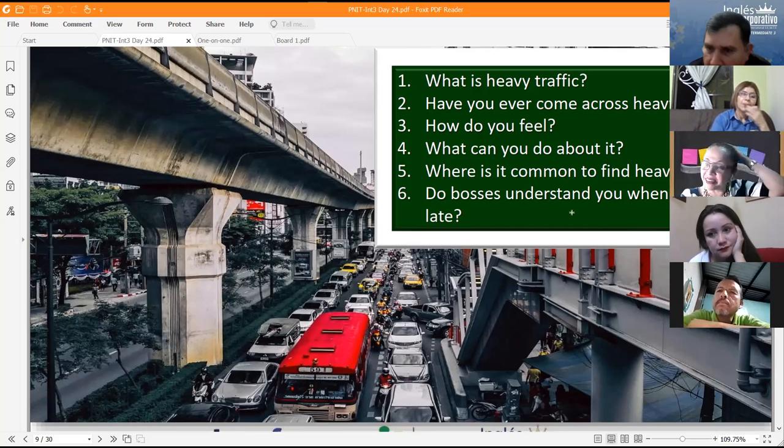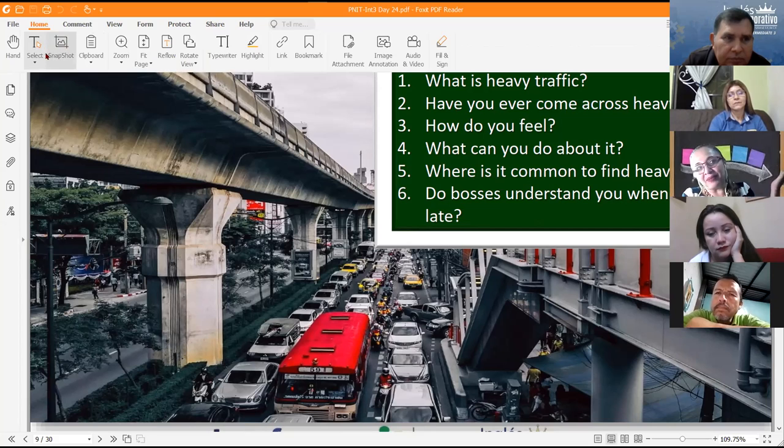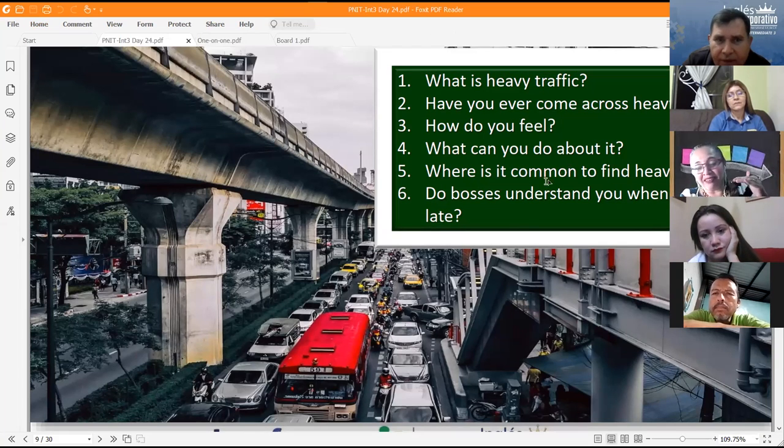Now, it's very interesting, teacher, that in 2021, during the pandemic, a lot of workers had been in an office, but the traffic, in my opinion, is the same. Yes, I agree.